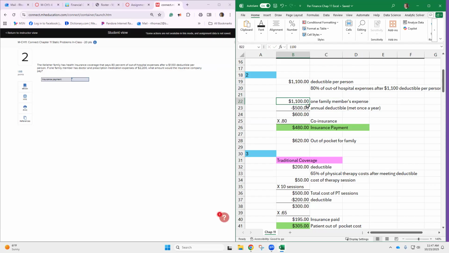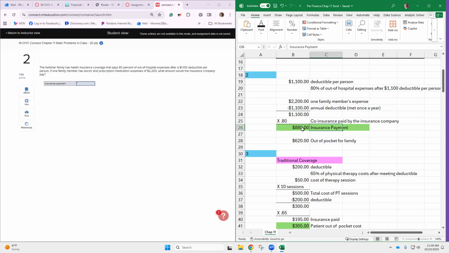Okay. We had one family expense of $2,200. Let me subtract the new deductible first. $1,100. Okay. And that leaves $1,100 that the insurance company will then pay 80%. That co-insurance is paid by the insurance company. Okay, paid by the insurance company. So of this, they'll pay $880.